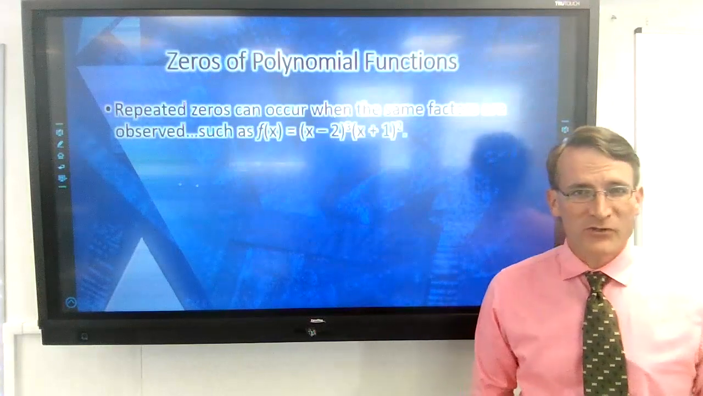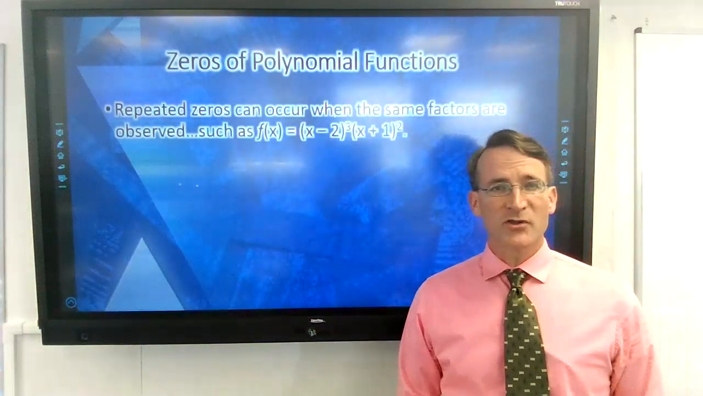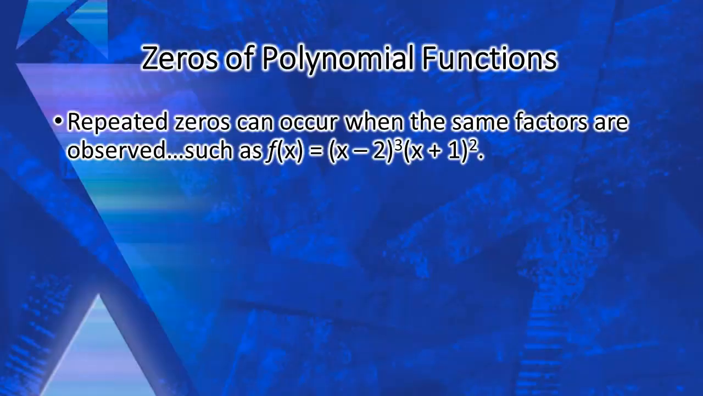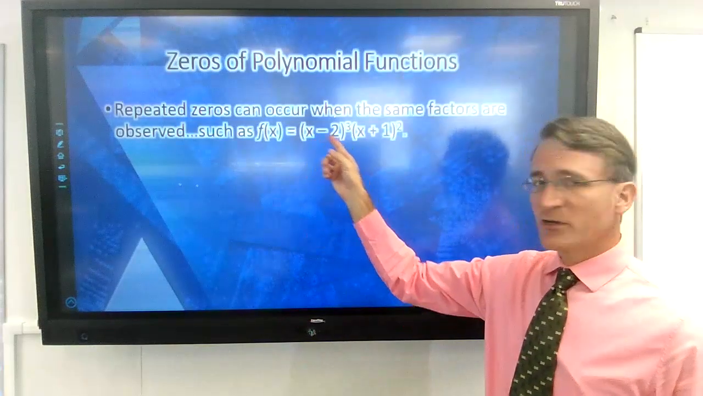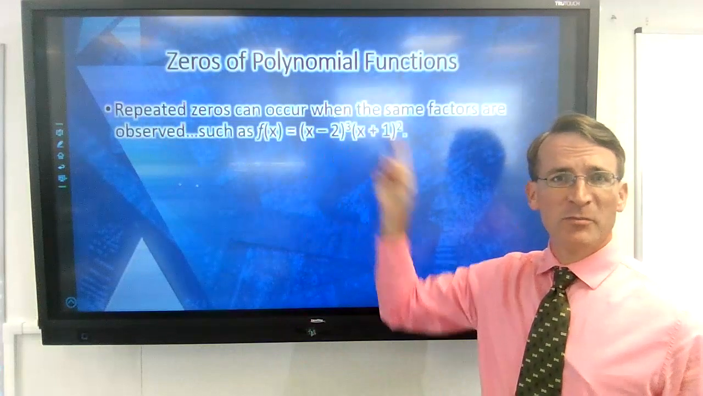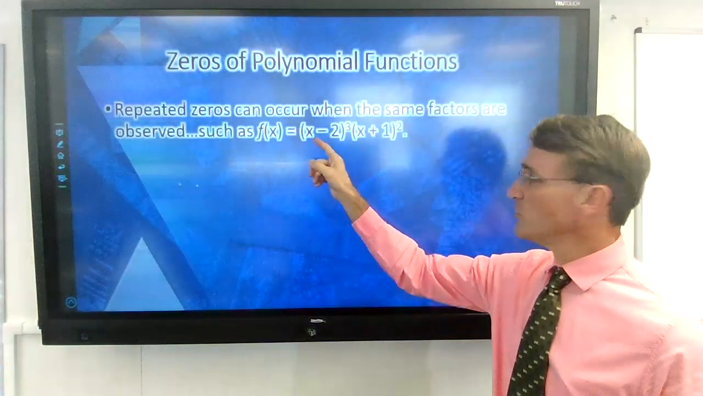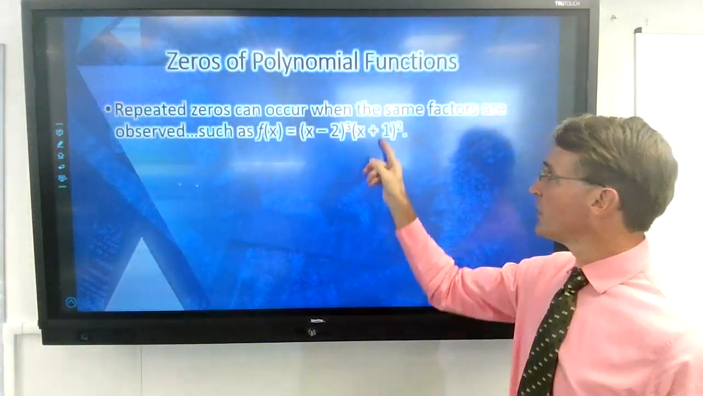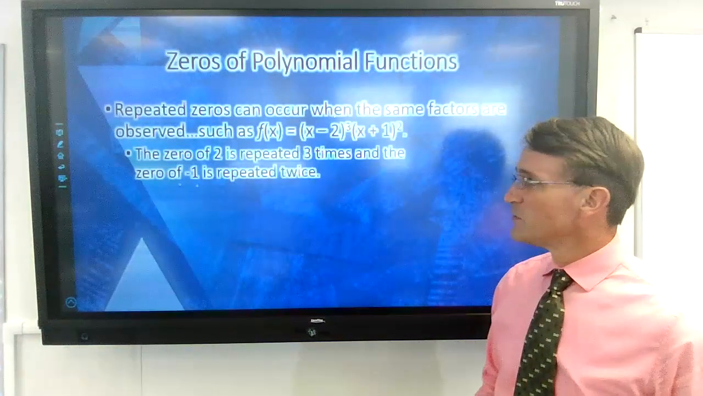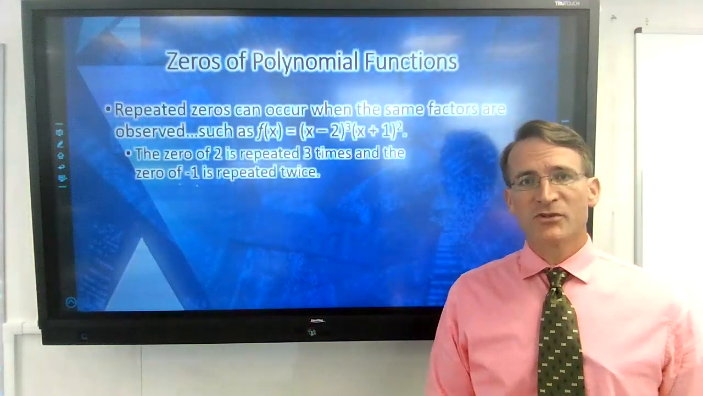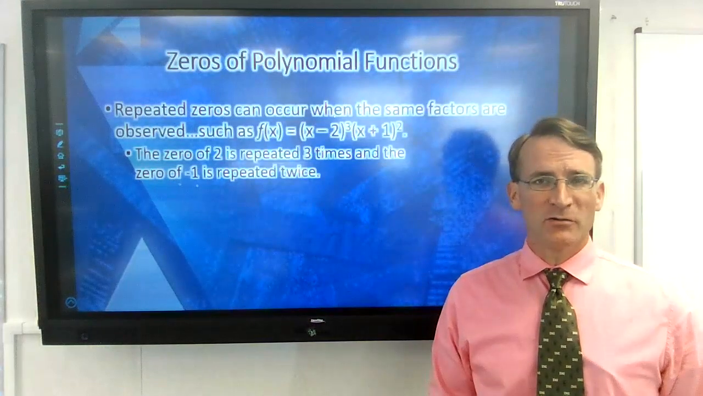Repeated zeros can also be found in certain polynomials. So for instance, if I were to factor a polynomial and get something like the quantity x minus 2 cubed times x plus 1 squared, that means I have repeats. This particular term, this x minus 2, is repeated 3 times. So 3 of my zeros are all located at 2. 2 of my zeros are located at negative 1. So this is what we call a multiplicity. We have multiple answers in the same polynomial.